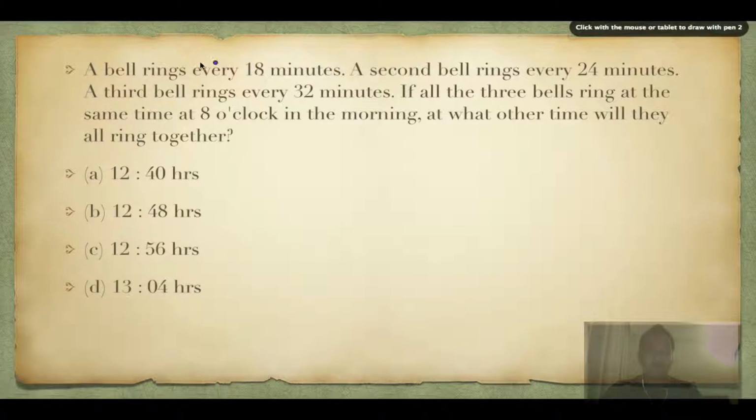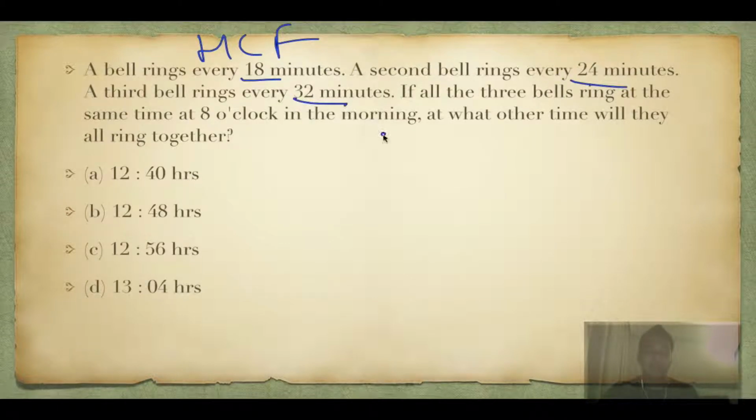Then again, this is an HCF question. Whenever you see that they are ringing at an interval, like first bell 18 minutes, second 24 minutes, third 32 minutes, it's similar to the bullet question 6, 7, 8, 9, 12 or 6, 8, 7, 10 and 12. So here we go: if they rang at 8 o'clock, at what other time will they ring together?